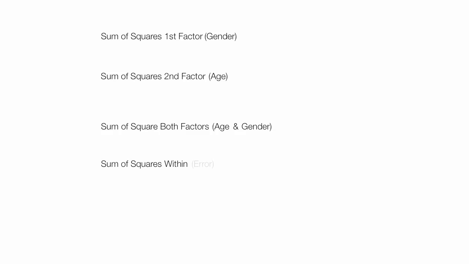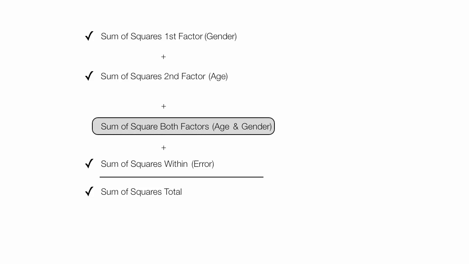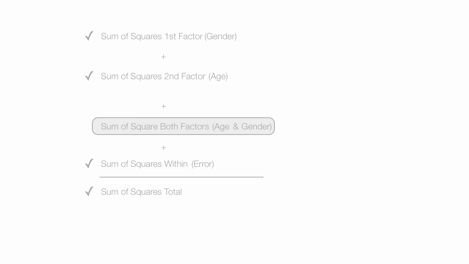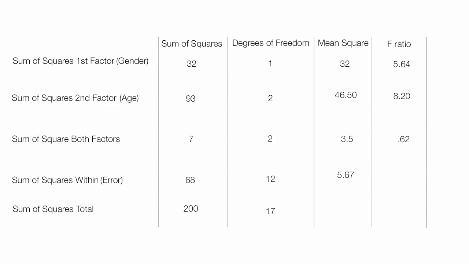In the end, I have sum of squares of the first factor, which is gender, sum of squares of the second factor, which is age, sum of squares of both factors, age and gender interaction, and sum of squares within, the error. And if I add all these up, I get sum of squares of the total, or total sum of squares, both the same thing. In the next video, I'm going to show you how to make all these calculations by hand. In subsequent videos, I'm going to show you how to calculate the F ratio and also how to calculate degrees of freedom.